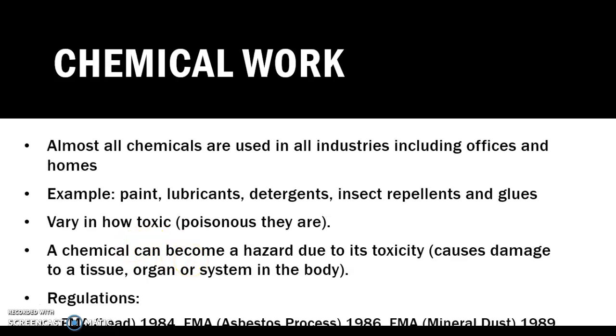Next is chemical work. We have chemicals used in all types of industries, including in our home. Common examples are paint, lubricants, detergents, insect repellents, glues. All these chemicals vary in their toxicity, how poisonous they are, the level of toxicity. It can become a hazard due to the toxicity, where a high level of toxicity can cause damage to a tissue, organ, or system in the body. Some of the regulations that cover chemical works are the FMA Lead 1984, FMA Asbestos Process 1986, and FMA Mineral Dust 1989.